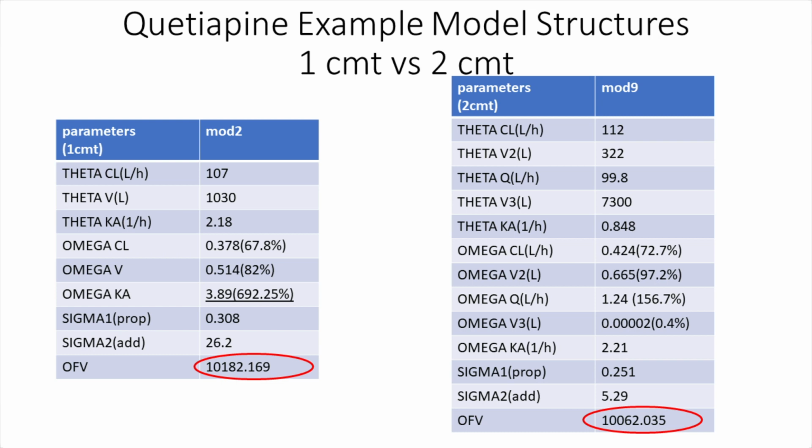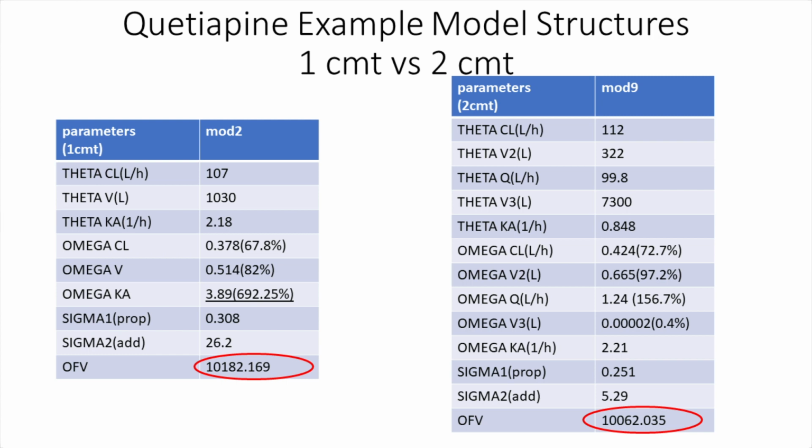And you remember that the objective function value is -2 times the log likelihood. And the lower, the better for these values. If we compare this to the two compartment model, we see that this objective function value is 10,062.035. That's almost over 120 points lower.